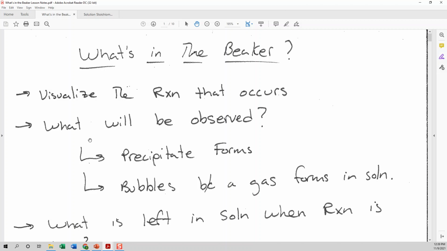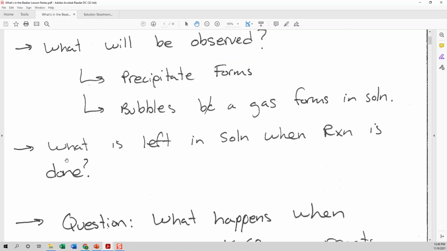All right, so let's do this reaction. Again, we're talking about aqueous systems. So this would be true of reactions like the redox reactions that take place in an acidic solution. Again, it's all based on an aqueous system. So this all pertains to all of Unit 2, what we've been talking about. We want to visualize the reaction that's going to occur. We want to understand what's going to be observed, like a solid forms, or bubbles form because a gas is formed. We want to understand what the resulting mixture looks like when the reaction's done: what's still dissolved, what's not dissolved anymore.